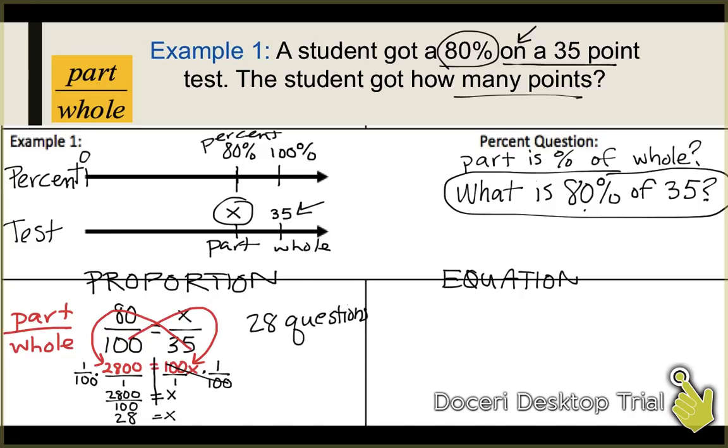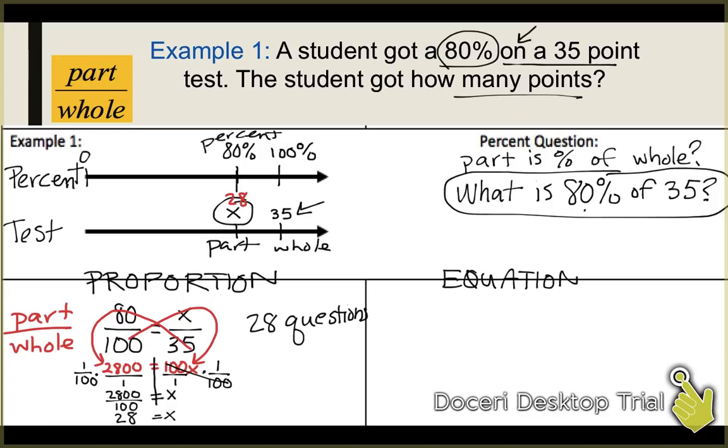Okay, so let's look at our graph here. Does it make sense that 28 is pretty close to 35? It's kind of like 80%. All right, let's try another one.